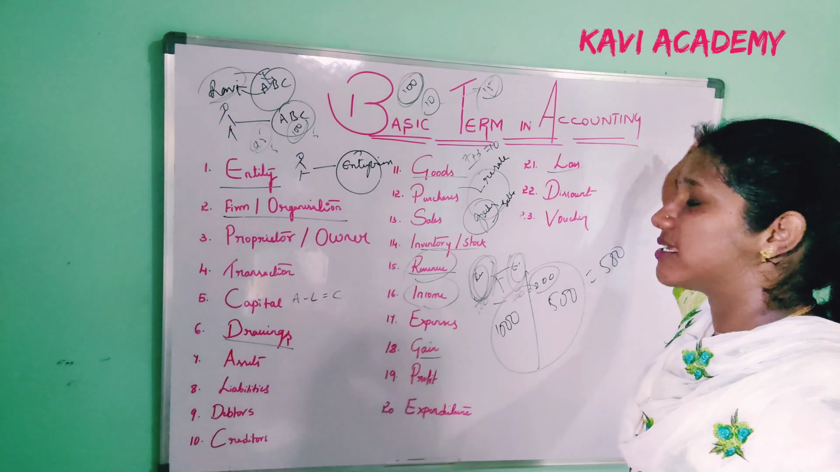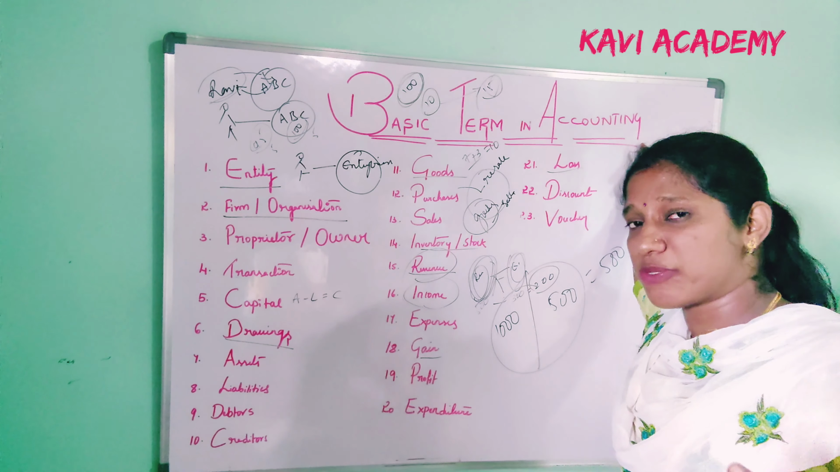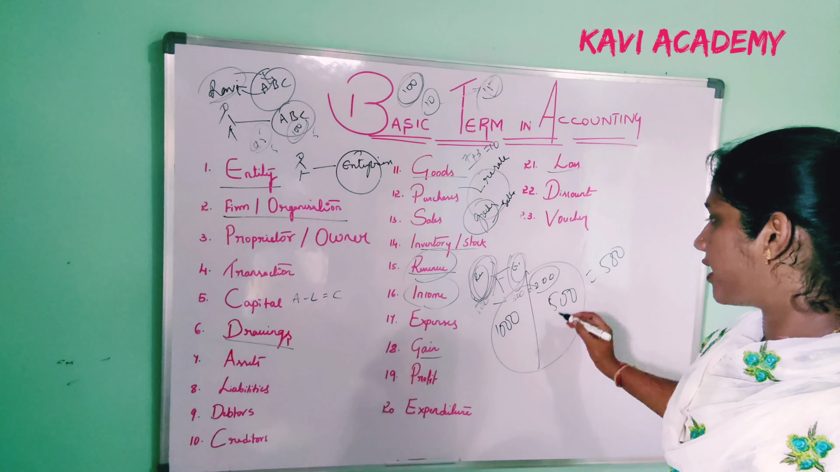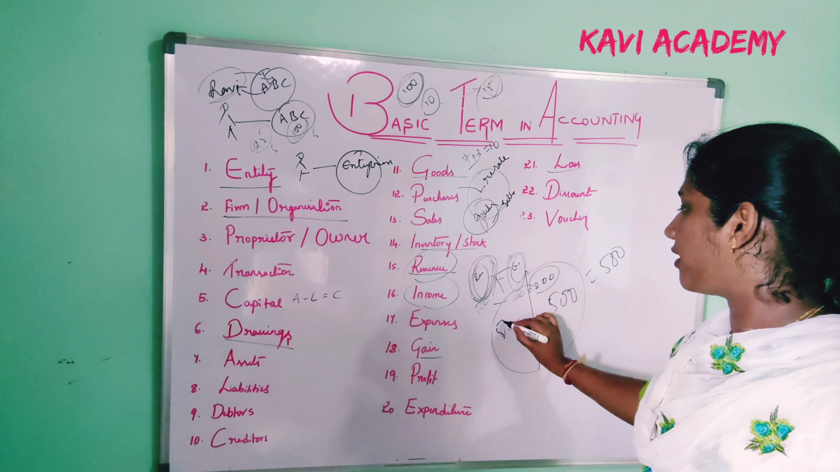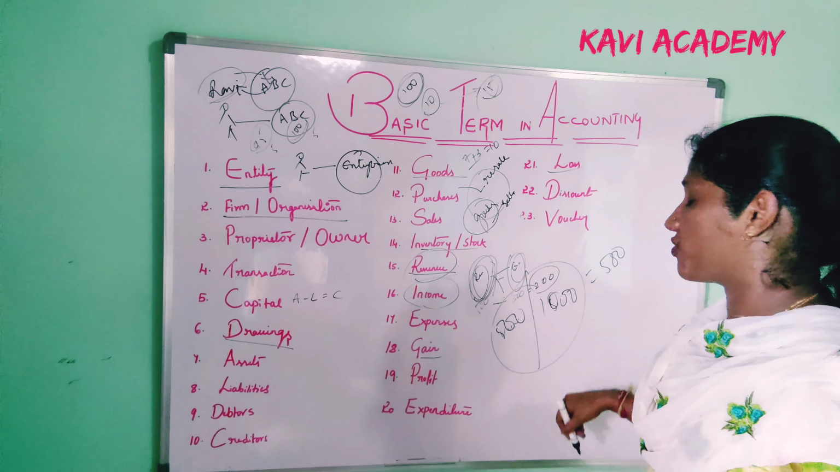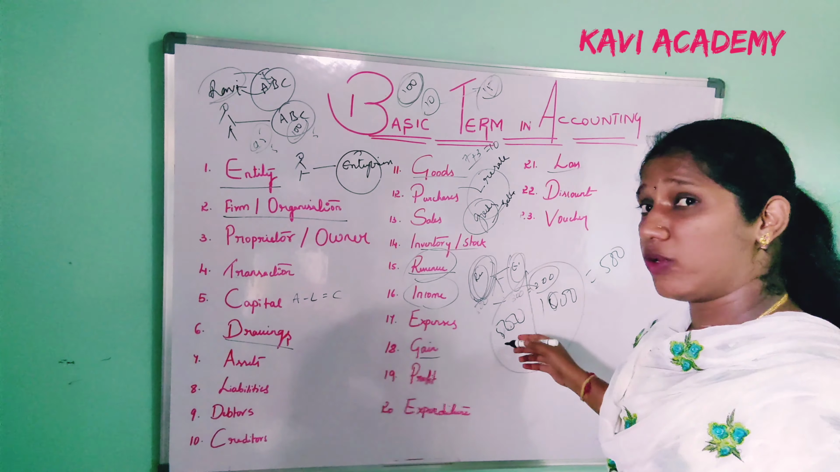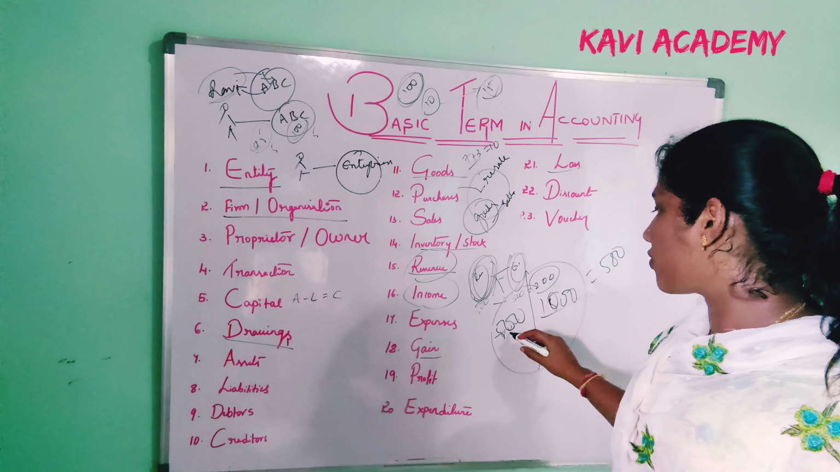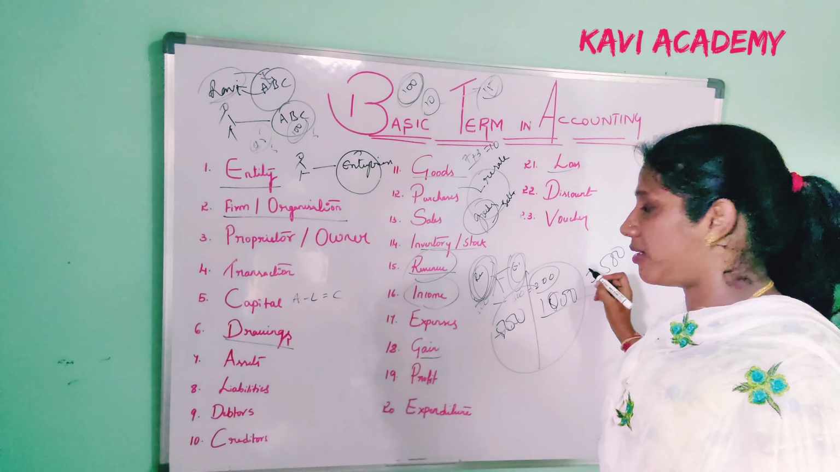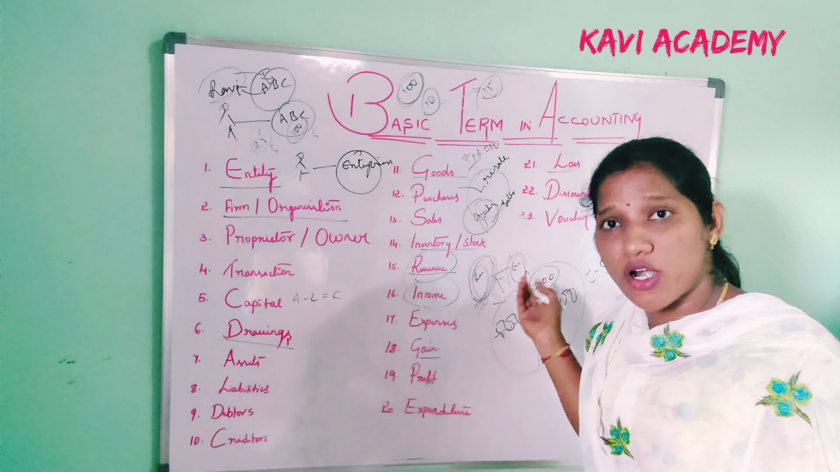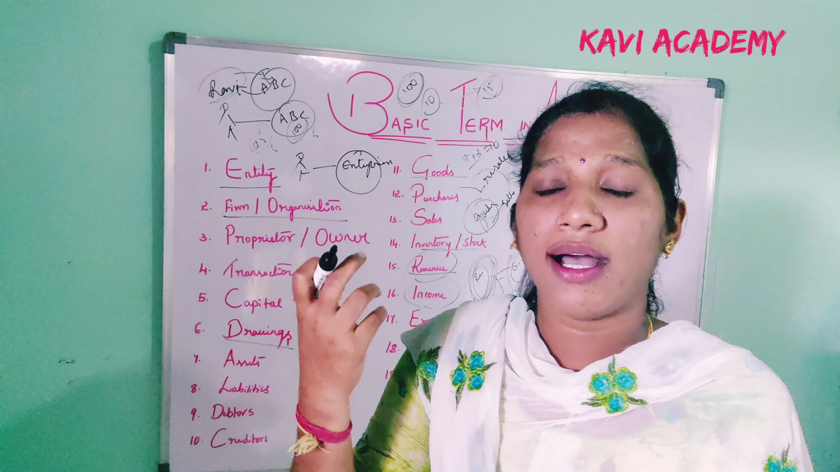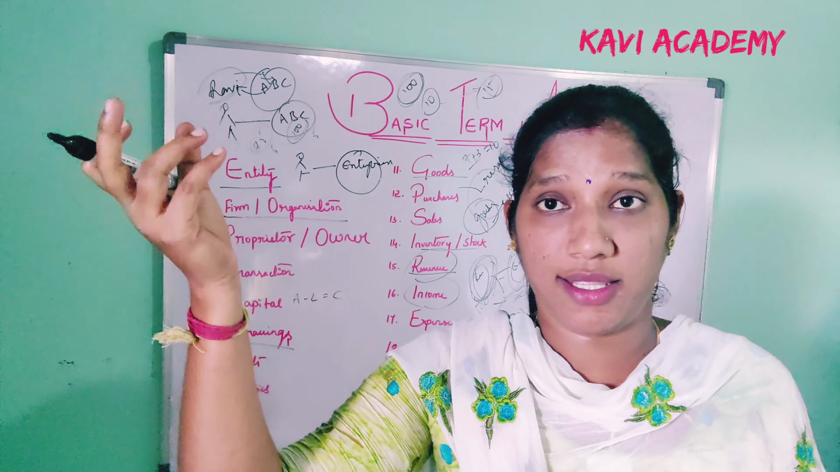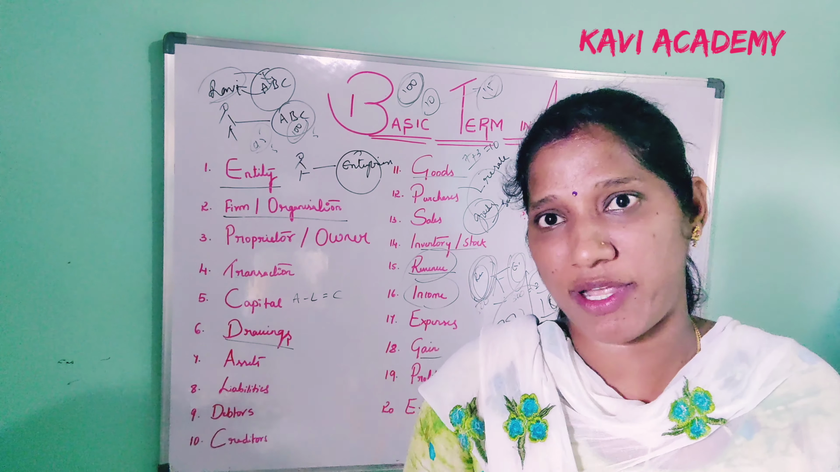Now come to loss. Simple. Loss means expenditure over income, vice versa. See, your income is 500, your expenses are 1000. So the income you received is how much? 500. Your expenses are how much? 1000. So 500 minus 1000 is minus 500. That is what? Loss. See, loss means expenses are more than income.